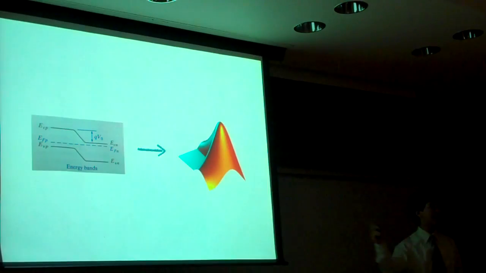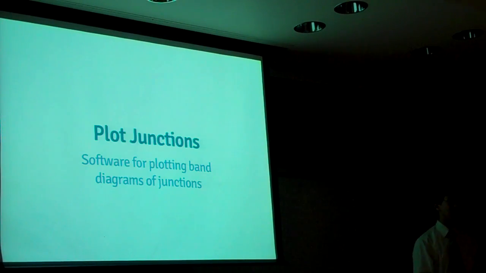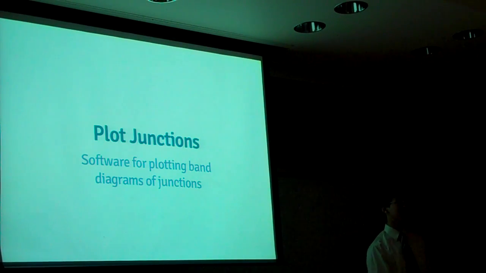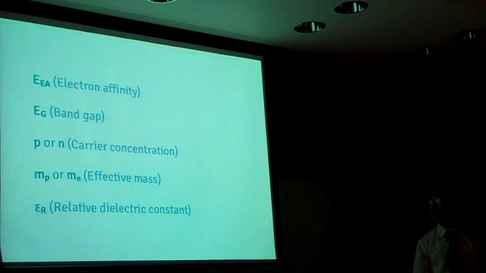My project was to take the band diagram and plot it in MATLAB. MATLAB is a programming language for doing math on the computer and visualizing the results. So I wrote Plot Junctions, which is software that does exactly that. Plot Junctions is written in 950 lines of MATLAB code under the hood. There's a lot of math going on here, and that's what I'll get into.